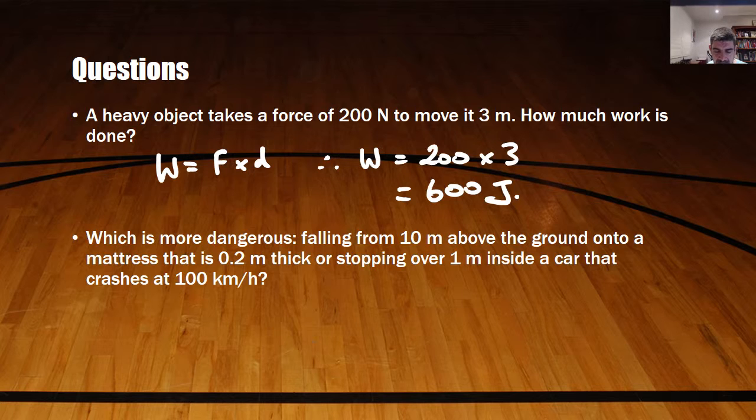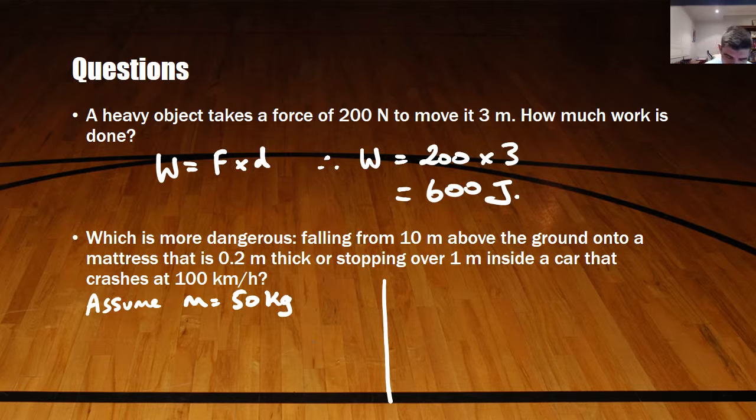In the second situation, which is more dangerous, falling from 10 meters above ground onto a mattress that is 0.2 meters thick, or stopping over 1 meter inside a car that crashes at 100 kilometers per hour. In order to do this, you're going to need to work through a few things, and I'm going to make one assumption. I'm going to partly do this question and leave it for you to actually ask me for the final solution. Let's assume that you have a mass of 50 kilograms in each of these situations.